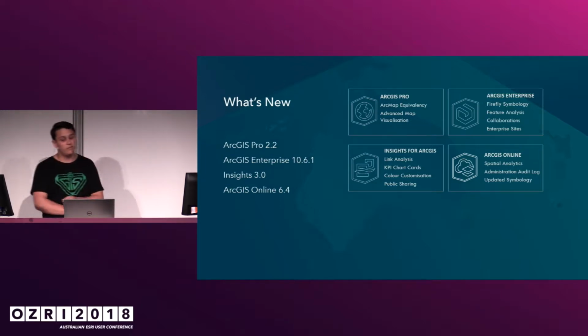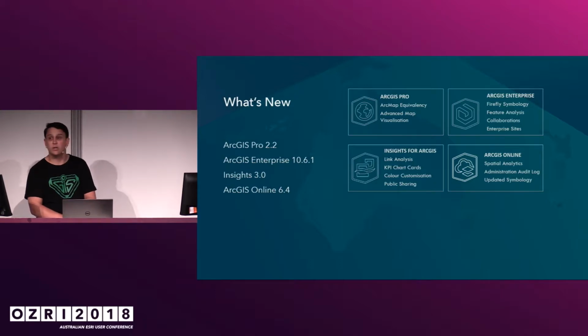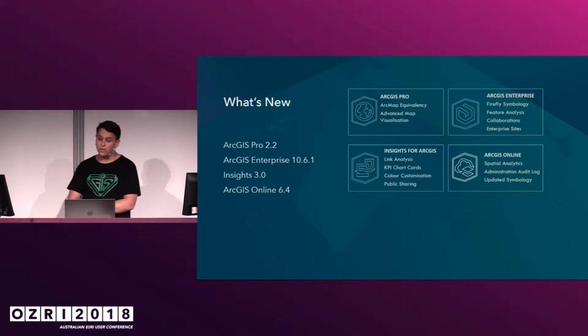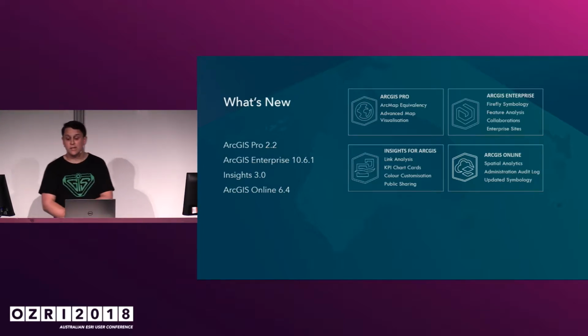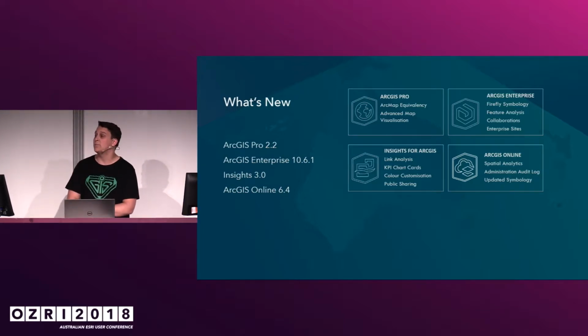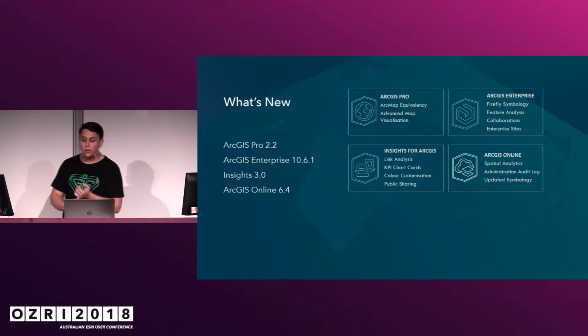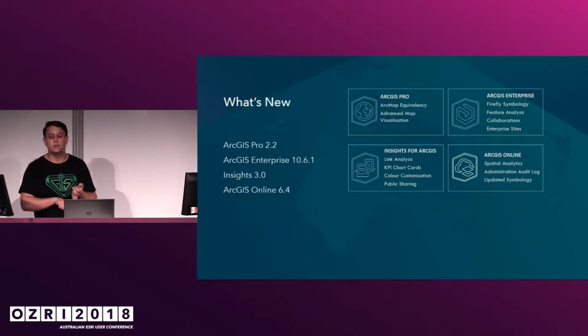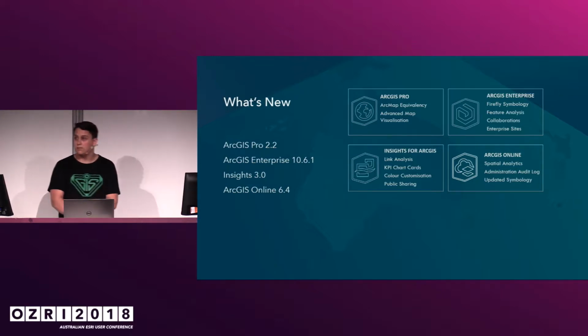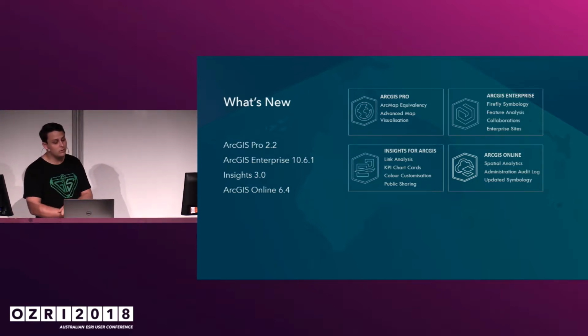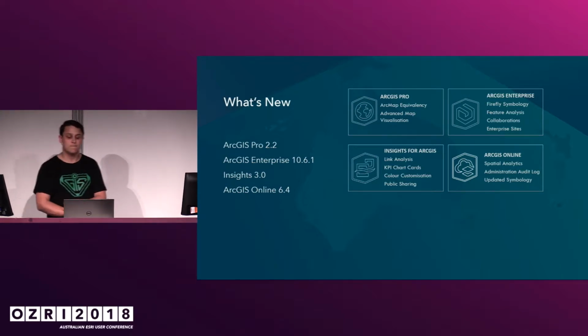ArcGIS Online received a facelift recently too, with the June 18 release bringing with it a new user interface. The September release brought new spatial analytics capabilities and updated symbology packages, such as the local government, the state government, and the national park symbology packages. Now I have a little bit of a treat for you guys. I have a little bit more about the December release for ArcGIS Online coming up at the end of this.